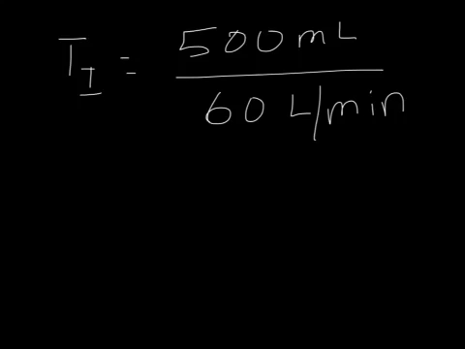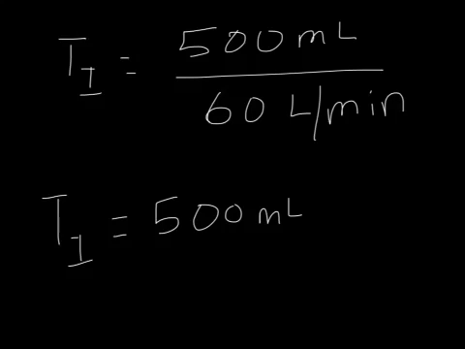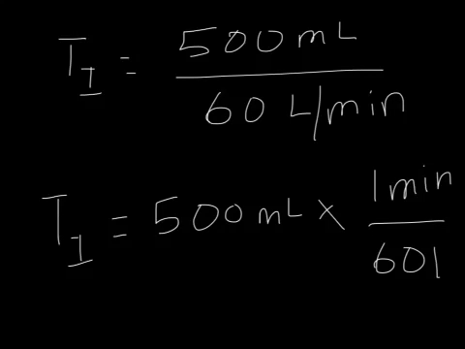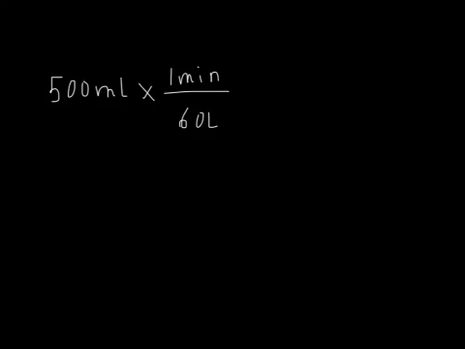We can't divide a fraction, so we have to multiply it. In order to do this, we're going to have to flip the denominator in this process. So we have TI is equal to 500 milliliters times 1 minute over 60 liters. Really from here, it's a process of canceling our units. So we need to get minutes out. So we say 1 minute is equal to 60 seconds.